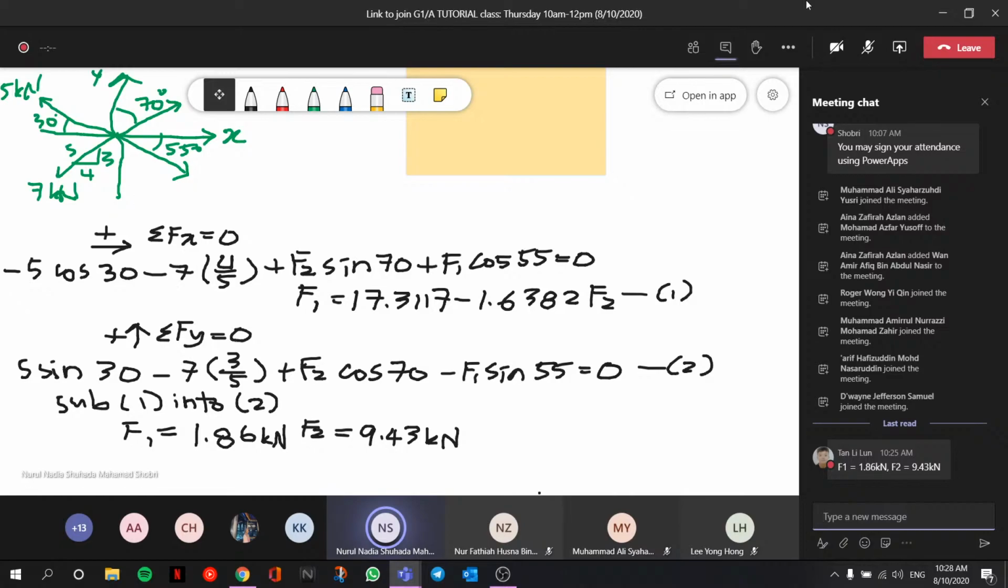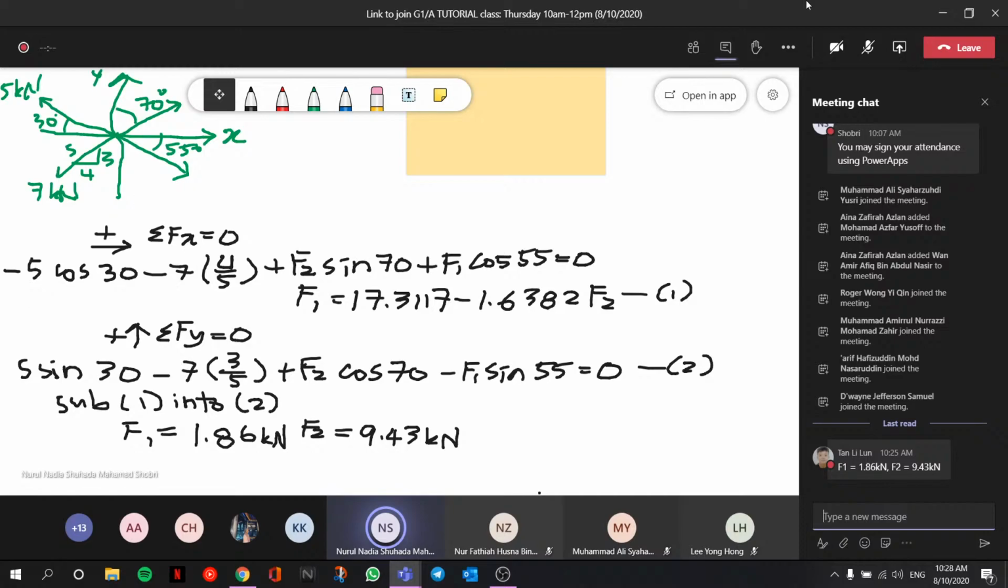Here we take from this part, and then plus F2 sin 70, which we take from this part, and also F1 cos 55, which we take from this part. Then you rearrange all these numbers to get F1 equal to 17.3117 minus 1.6382 F2. So this is the first equation.